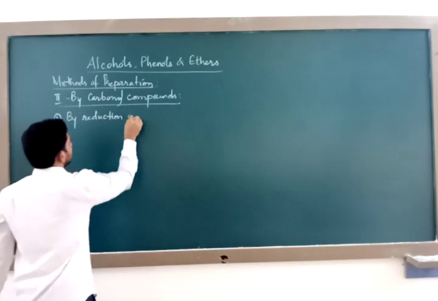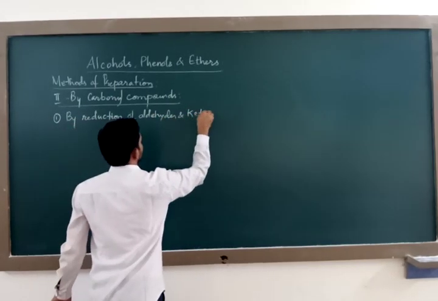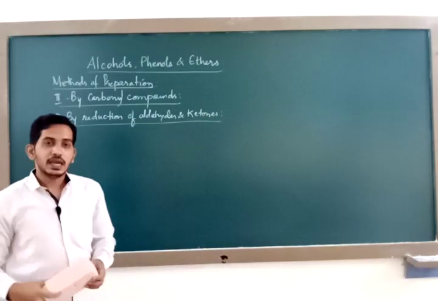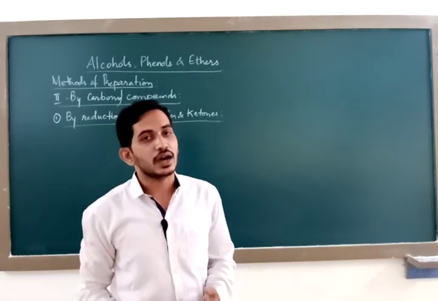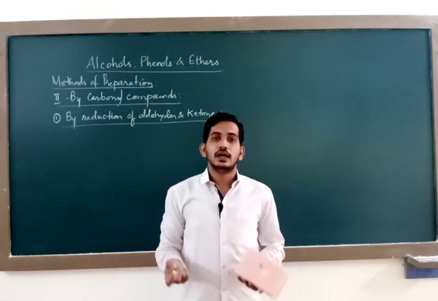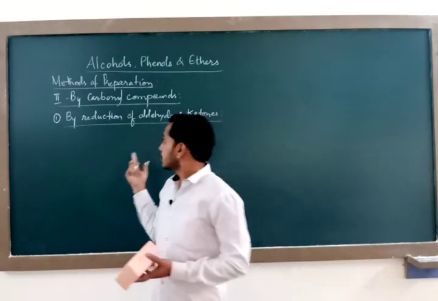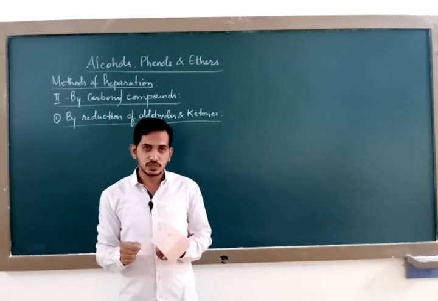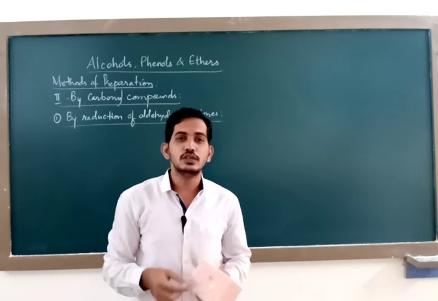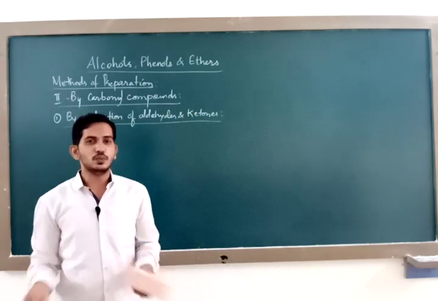By reduction of aldehydes and ketones. Remember, reduction refers to removal of oxygen. In other words, it refers to addition of hydrogen. You can say, sir, addition of hydrogen is called hydrogenation. True. Reduction is also addition of hydrogen or removal of oxygen. So the reduction process involves addition of hydrogen, and anything that helps in adding hydrogen is called a reducing agent. There are different sets of reducing agents. You can choose any one of them.